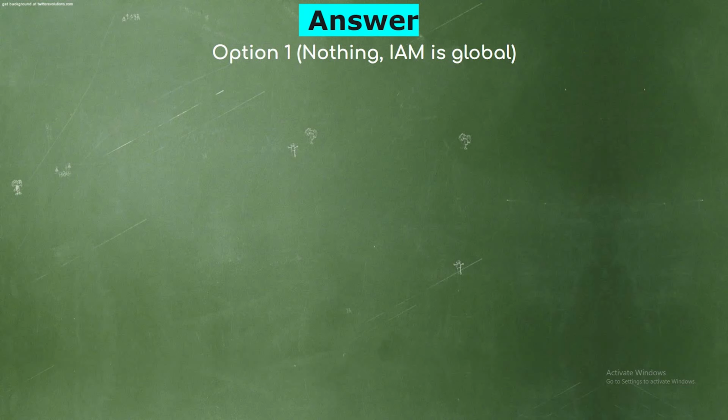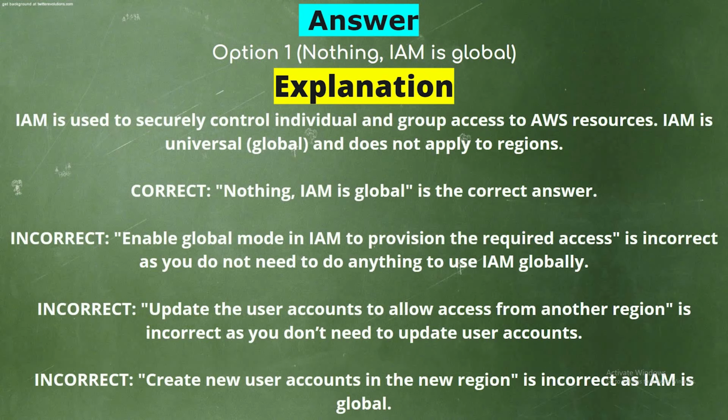Nothing. IAM is global. Explanation: IAM is used to securely control individual and group access to AWS resources. IAM is universal, global, and does not apply to regions. Correct. Nothing. IAM is global is the correct answer. Incorrect. Enable global mode in IAM to provision the required access is incorrect, as you don't need to do anything to use IAM globally. Incorrect. Update the user accounts to allow access from another region is incorrect, as you don't need to update user accounts. Incorrect. Create new user accounts in the new region is incorrect, as IAM is global.